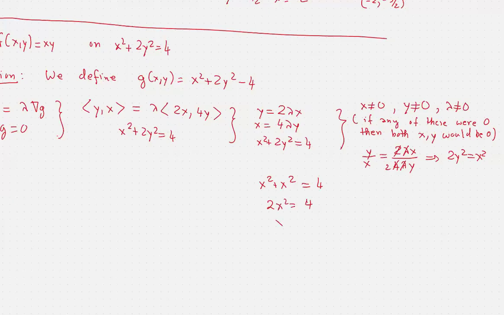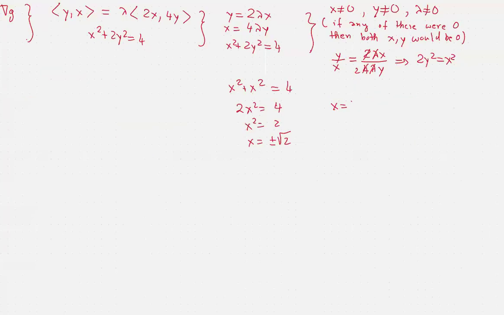So if x is equal to square root of 2, we go back to the constraint. And that gives us square root of 2 squared, which is 2, plus 2y squared is equal to 4, which gives us 2y squared is equal to 2, which gives us y squared is equal to 1, which means that y is plus or minus 1. So this yields 2 points, square root of 2 comma 1, and square root of 2 comma negative 1.